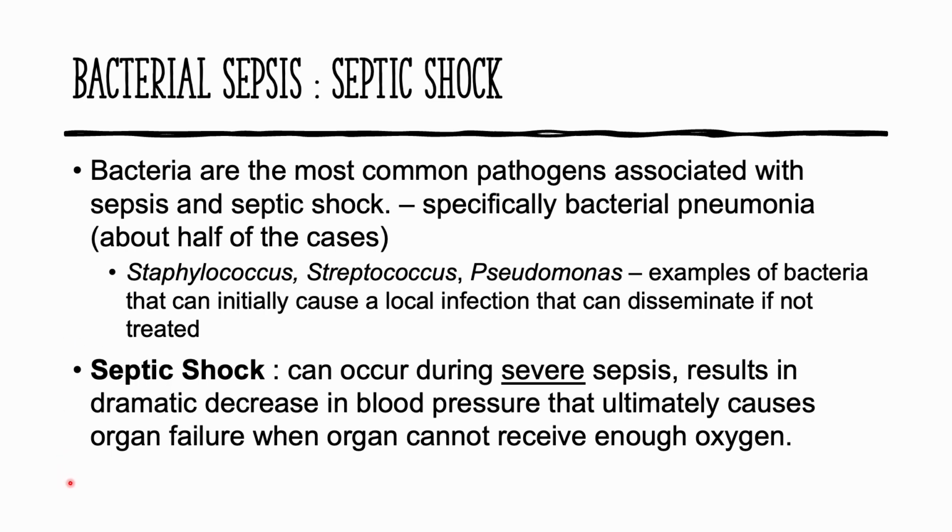Septic shock is what I talked about a few slides ago, and this is the most severe stage of sepsis. Whenever you have bacteria in the blood and it's replicating, septic shock results in a dramatic decrease of blood pressure, and this leads to organ failure and your organs not receiving enough oxygen. This is from that system-wide inflammatory response, your blood vessels dilating, and your immune system having this exaggerated response to this system-wide bacterial infection.